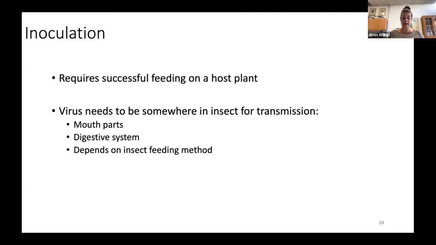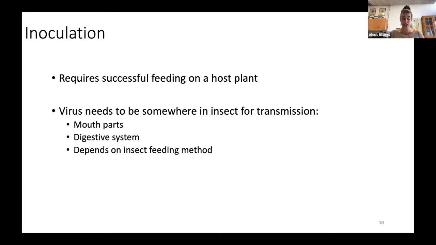This is where the part of that acquisition stage becomes important. Depending on the feeding style of the insect, the virus needs to be somewhere in the insect that during feeding, it can actually be transferred. For some, just being in the mouth parts is enough. And for others, the virus will need to be actually in the digestive tract. If an insect cannot acquire the virus, then the inoculation phase is kind of a moot point.